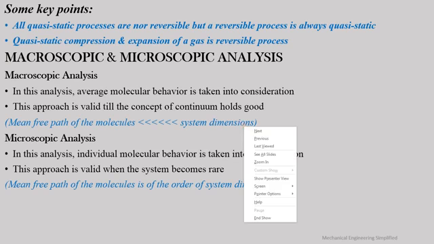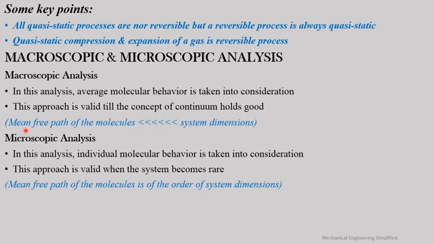What is the mean free path of the molecule? Mean free path of the molecules means the distance traveled by the molecules between successive collisions. If that distance traveled between successive collisions is very much less than the system dimensions, then the concept of continuum is valid, and in that case we will consider the macroscopic analysis and the average molecular behavior will be taken into consideration.